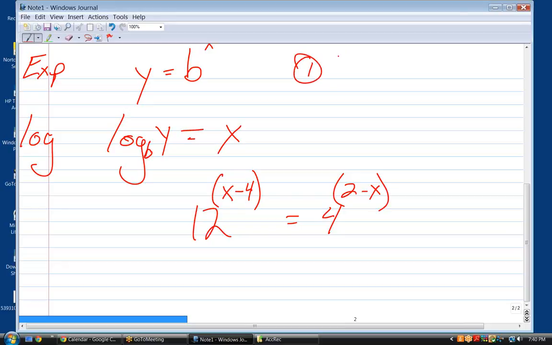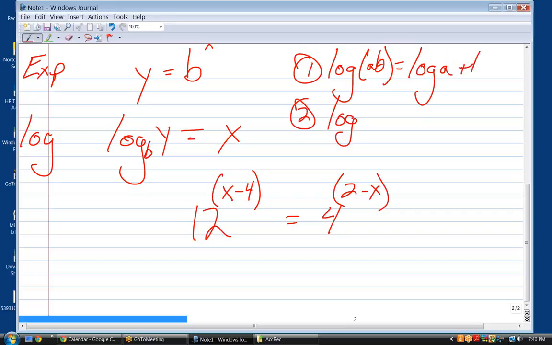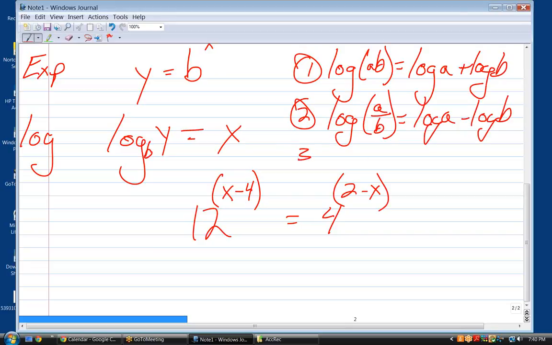Let me write them that are critical. The log of a times b equals what? Log A plus log B. Good. Log of A divided by B. Log A minus log B. And finally, log of A to the B power. And this is the killer one. This is the most.